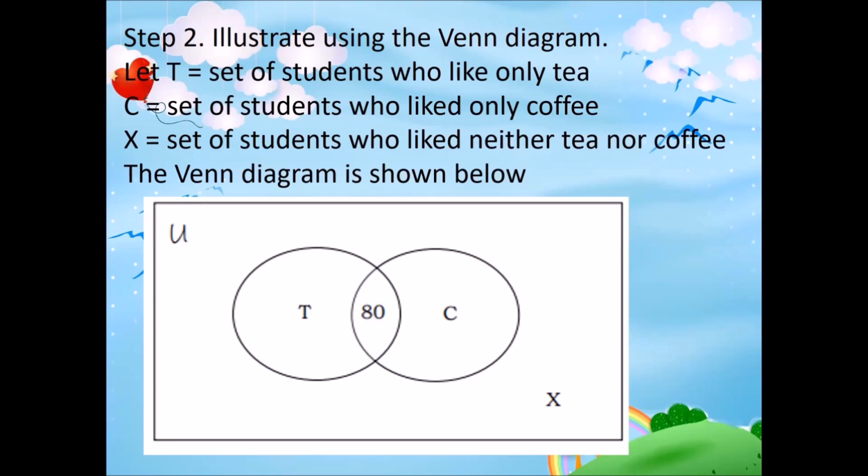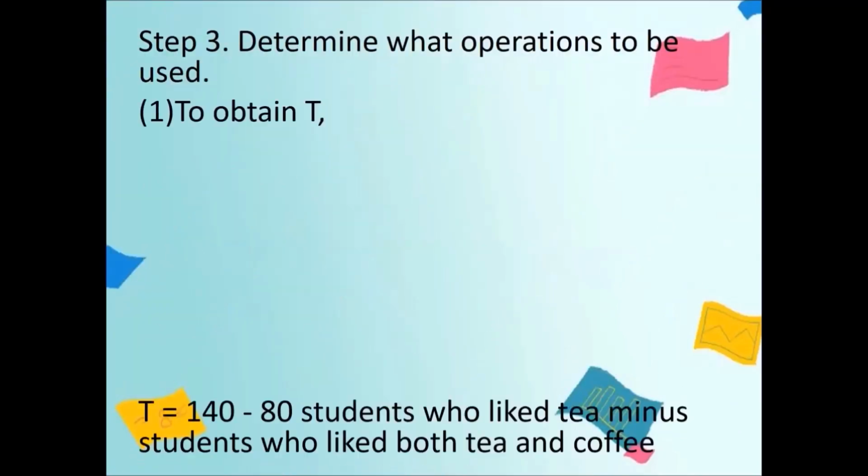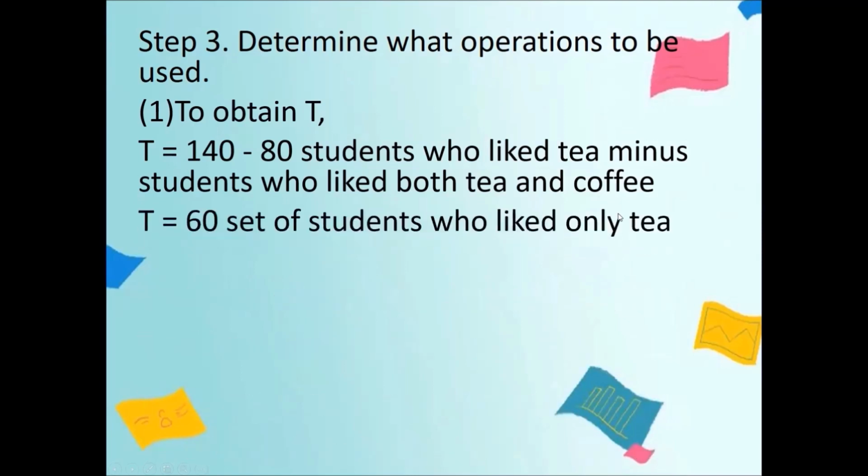So let us now solve. Determine what operations to be used. So to obtain T, T is equal to 140, ito yung 140 at saka minus yung 80 students na parehas na may gusto ng both tea and coffee. Students who like tea minus students who like both tea and coffee. So T is equal to 60, the set of students who like tea only.